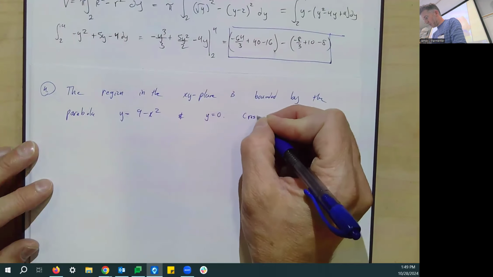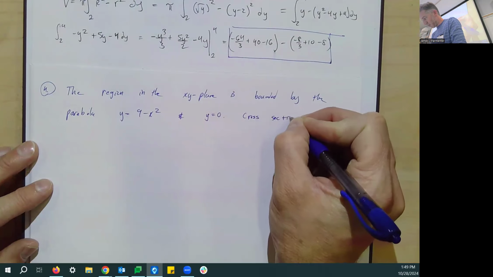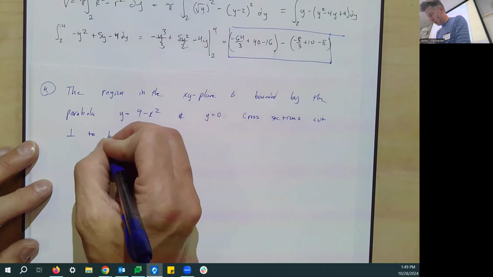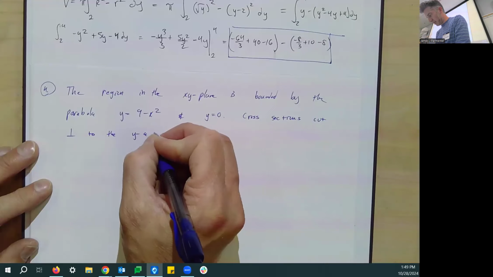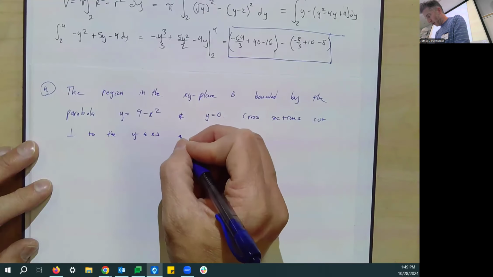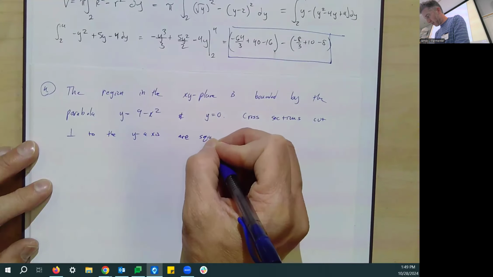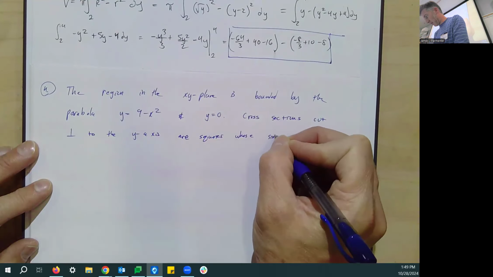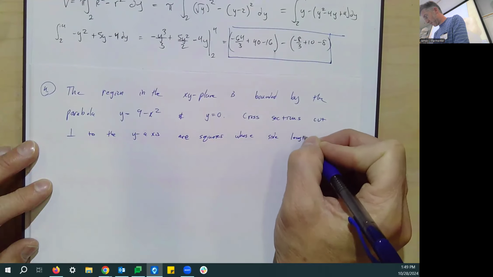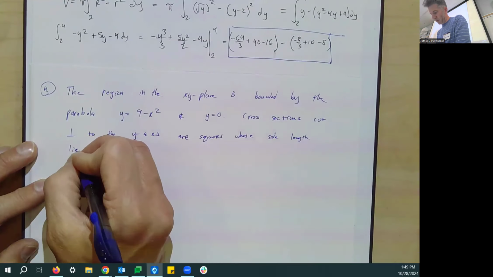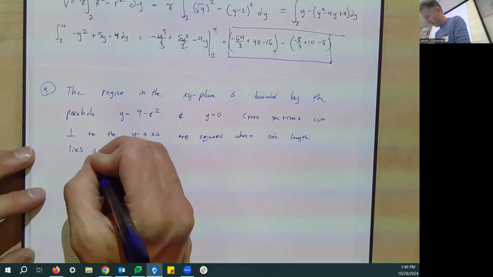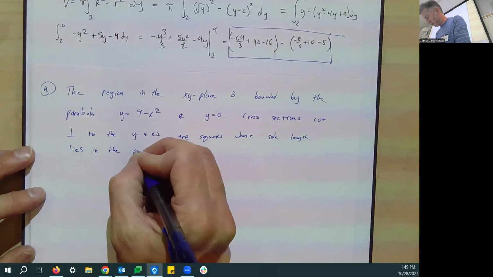Cross sections cut perpendicular to the y-axis are squares whose side length lies in the region. I'm sorry, the phrasing here, I'm bad at writing. I apologize for my writing here. It lies in the parabola.